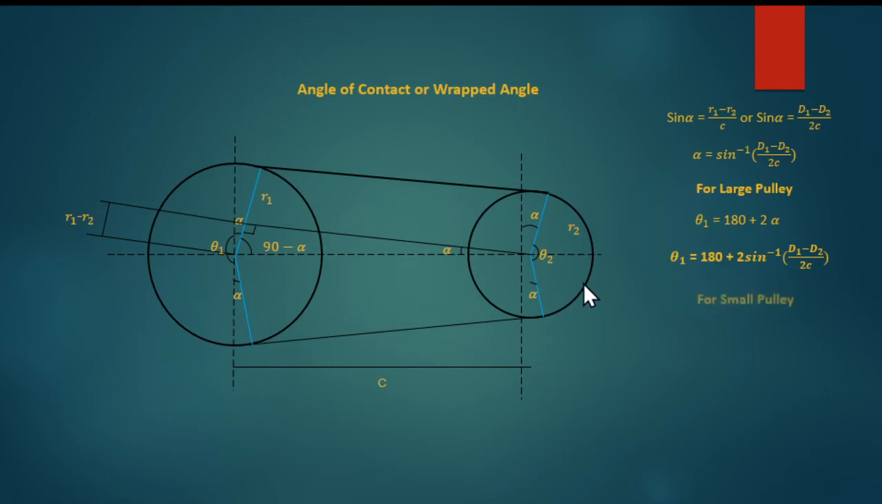So for the smaller pulley, we have this angle theta 2. We have 180 minus twice alpha. So 180 minus 2 alpha is theta 2. So theta 2 is equal to 180 minus 2 inverse sine of d1 minus d2 over twice the center. Okay, so it is like that for the large pulley and the small pulley.